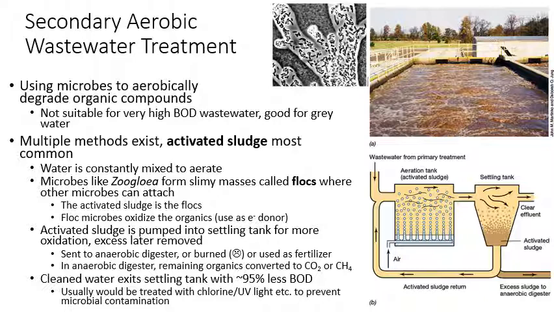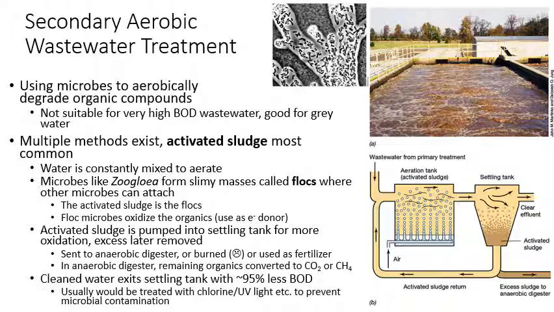In the activated sludge process, you have the water that's coming out of the primary treatment process introduced to a tank, and the tank is always being mixed. So while the water in the tank is being mixed, which means that oxygen is being incorporated into it, much like if you're beating cream to turn it into whipped cream. You're incorporating air into it by mixing it. So it's the same thing here.